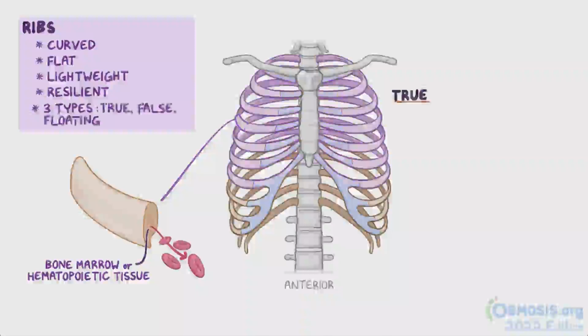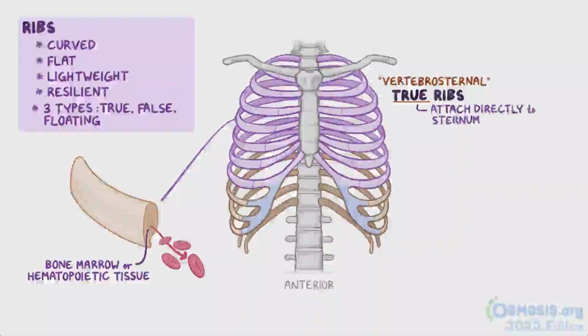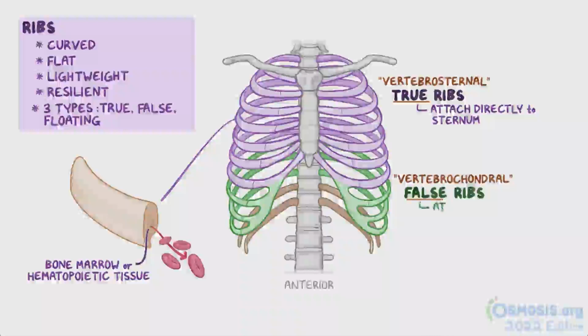The true, or vertebrosternal ribs, are the first 7 pairs of ribs, and they attach directly to the sternum through their own costal cartilages. The false, or vertebrochondral ribs, are the 8th, 9th, and usually the 10th pair of ribs, and their cartilages are connected to the cartilage of the rib above them. Consequently, their connection to the sternum is indirect.